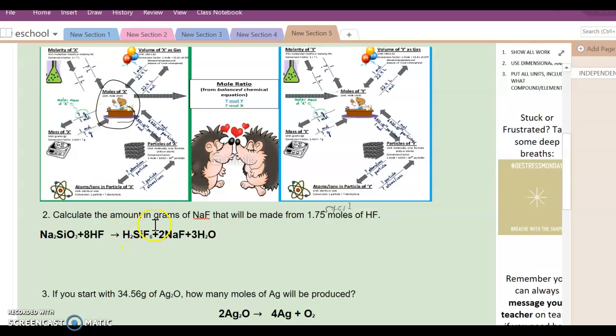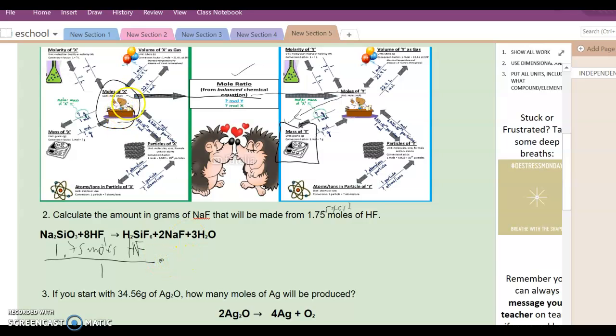What are we trying to get to? Grams is what we're trying to get to. So grams, that's the unit of mass we're trying to get to right here. Great. That means we're going to have to come across, do this step, now get us here. Then we have to do this step, and then we'll be good. So, first, givens. 1.75 moles HF. Great.